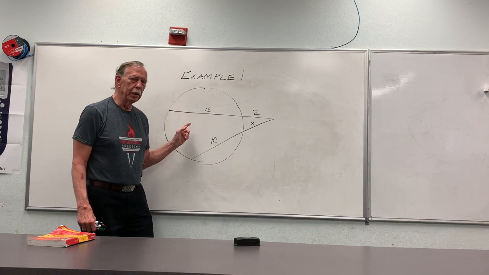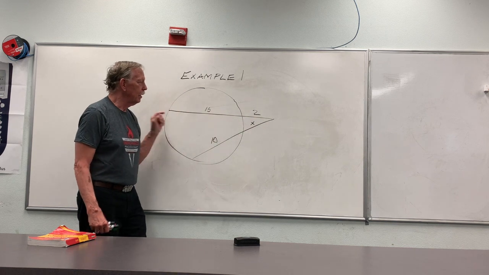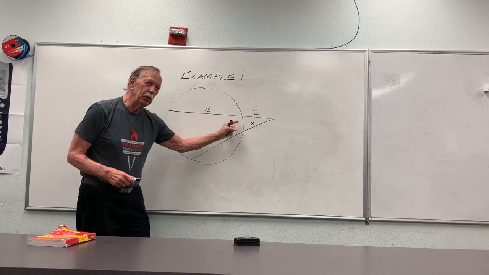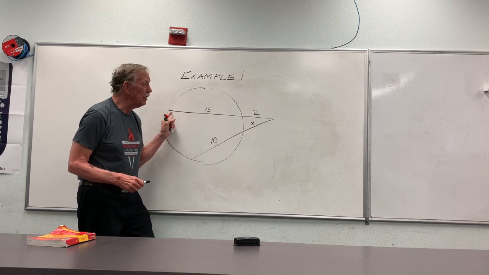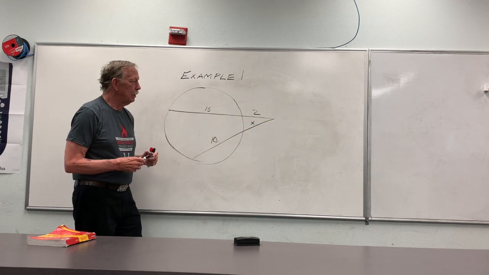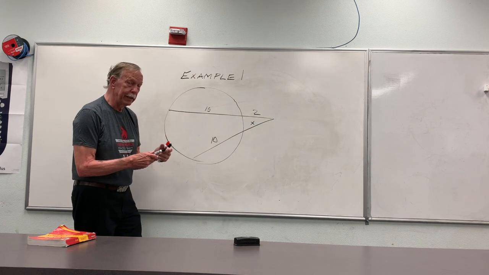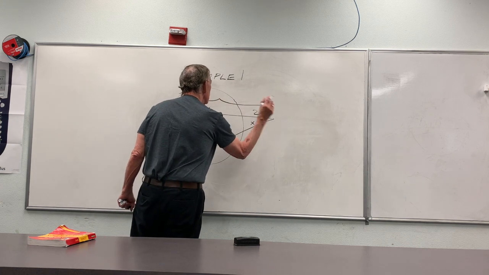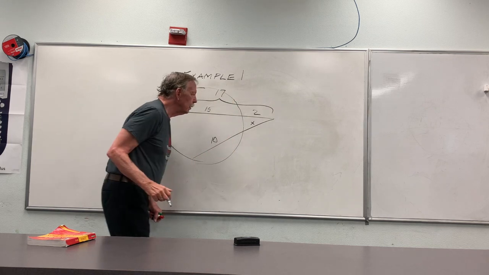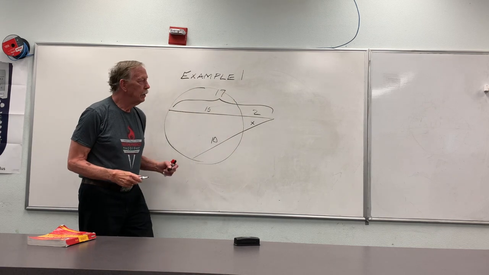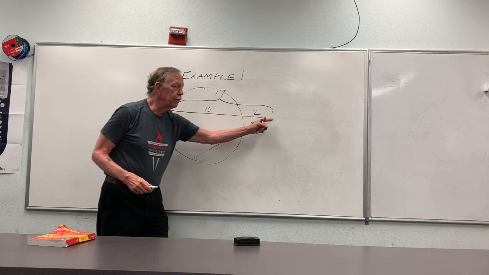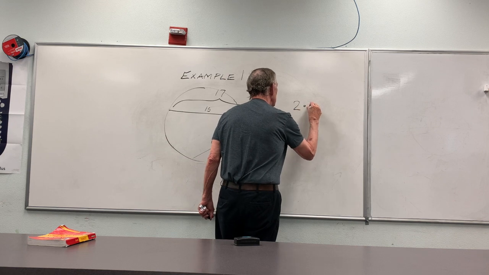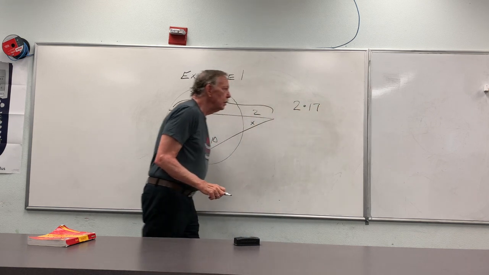In example 1, the pieces given to us here are 2 and 15. We can't use just the 15 because it's not the whole secant. So when we look at the whole secant, and you have to, the whole secant is 17. So the product of the two pieces here, 2 times 17.